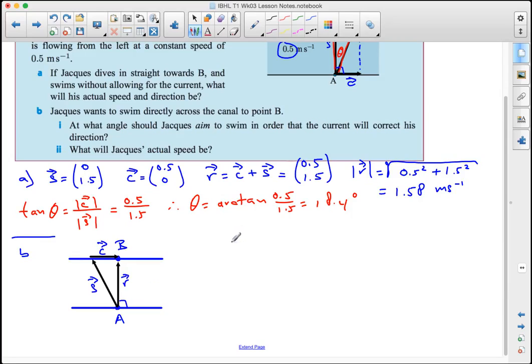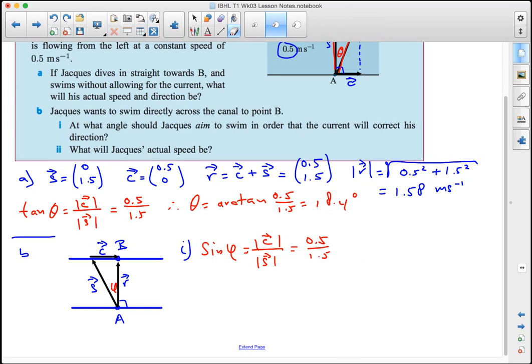Now in this case, we're first going to find the angle in part I, and the angle again, I'll call it phi this time. And when you look this time, phi is in that same sort of triangle, but it is not the opposite and the adjacent, but it's the opposite and the hypotenuse that we know. So this time we can say that the sine of phi is going to be the length of C over the length of S, which is the 0.5 over 1.5, and therefore phi is arcsine of 0.5 over 1.5, which comes to 19.5 degrees.